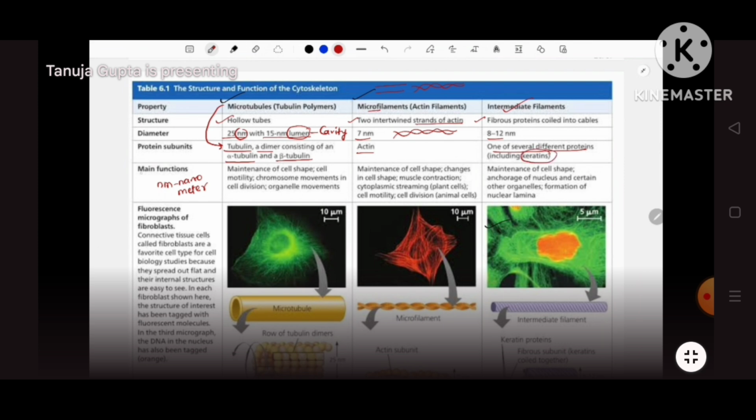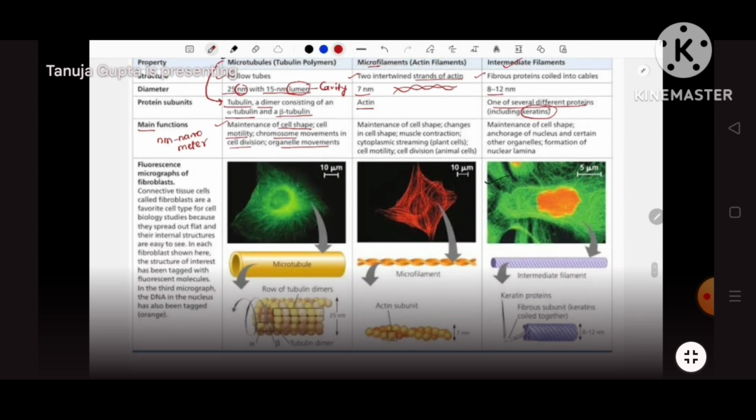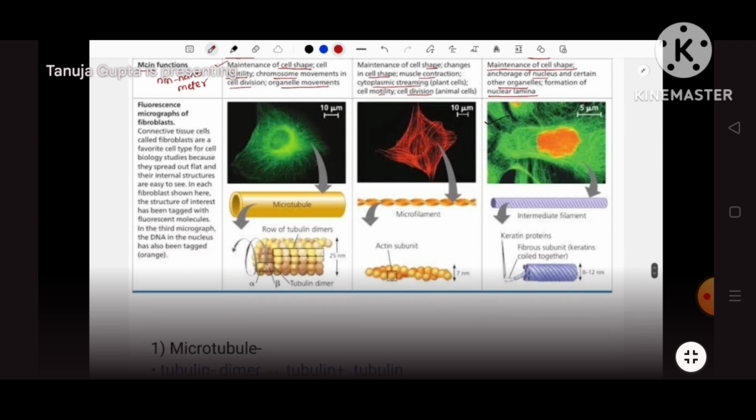Next is main function. For microtubule: maintenance of cell shape, cell motility, chromosome movement in cell division, and organelle movement. We will do all these things. For microfilament: maintaining shape, change in cell shape, muscle contraction, cytoplasmic streaming, cell motility and cell division. I'll explain everything. All three play a role in maintenance of cell shape. It is common in all three. For intermediate filament: anchorage of nucleus and certain other organelles, and formation of nuclear lamina. If you remember, nuclear lamina is present under the nuclear membrane.